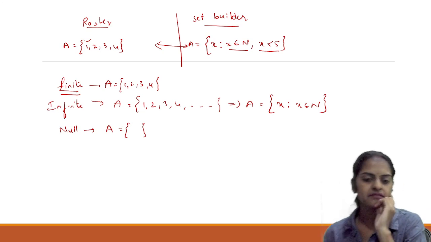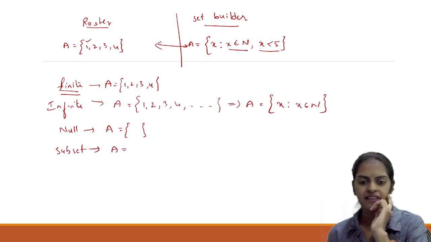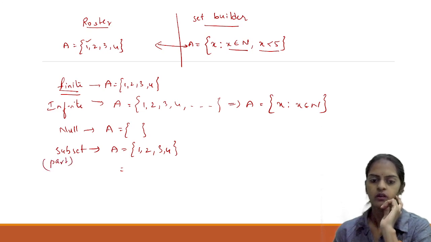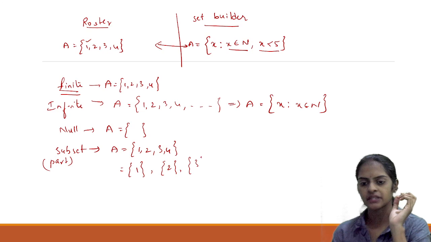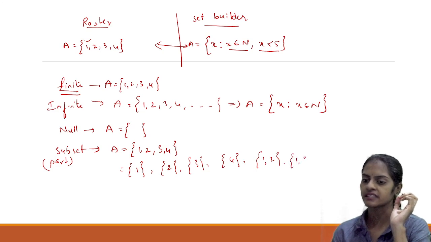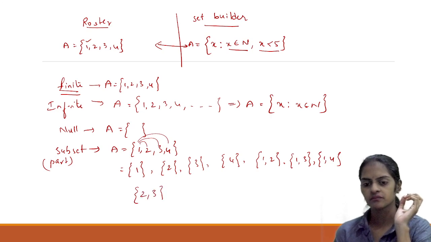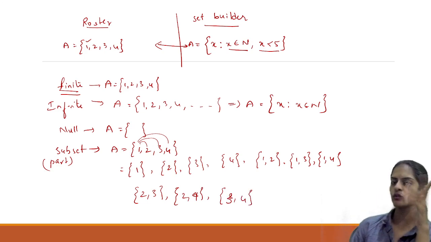Okay. Then we have a concept called subset. Subset. What does it mean? Suppose if I have a set A, I'm again taking the same example. Subset means part of the set. Okay. So if I take single element 1, single element 2, single element 3, single element 4. Or if I take 2 elements together, 1, 2, then 1, 3, then 1 with 4. Okay, so I took single element, then 1 with 2, 1 with 3, 1 with 4. Then I can take 2 with 3, then I can take 2 with 4, then I can take 3 with 4. Okay, 2, 3, 3, 2 is already over.